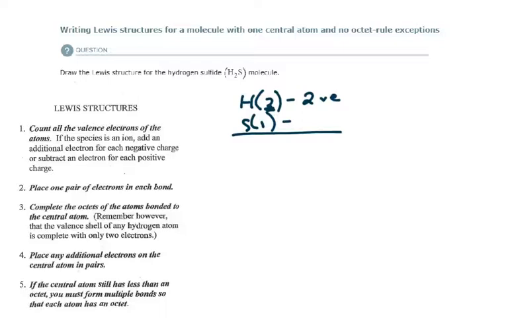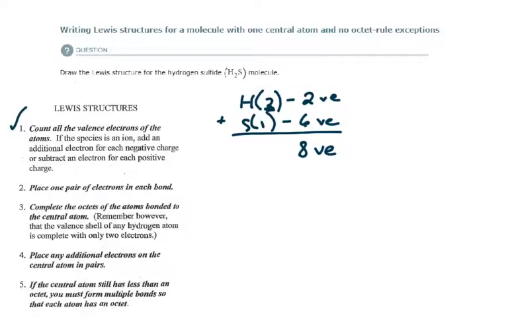Sulfur is in group 6A, so each sulfur atom carries 6 valence electrons, and there's only 1. So we have a total of 6 valence electrons from that 1 sulfur atom. If I add these up together, that gives me a sum of 8 valence electrons to work with. So step 1 is done.